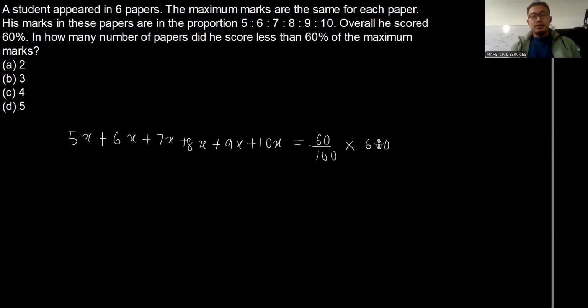Suppose the maximum marks are the same for each paper. So what is the maximum marks? The maximum mark is 100. Maximum is 100 out of 100. The marks are 5x, so 5x by 100.